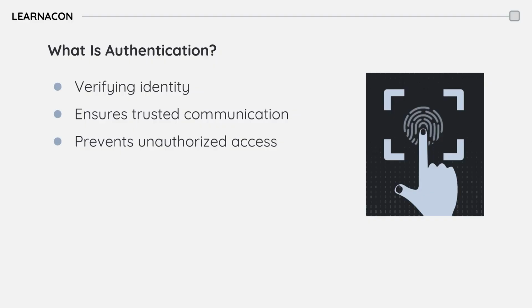This is especially important in IoT, where devices operate autonomously. Without authentication, any rogue device could impersonate a trusted one. It's the first line of defense in securing data and commands. In short, authentication builds trust between machines.